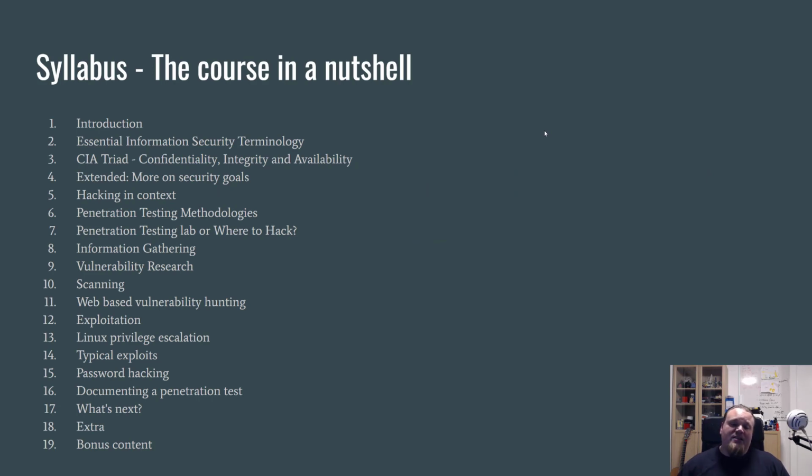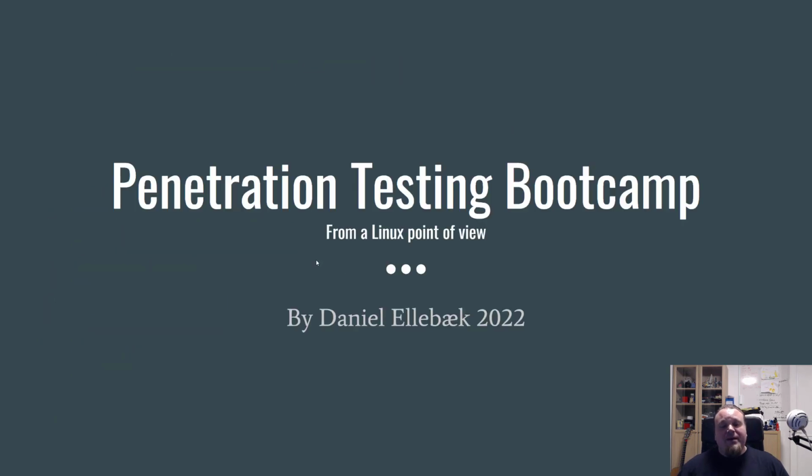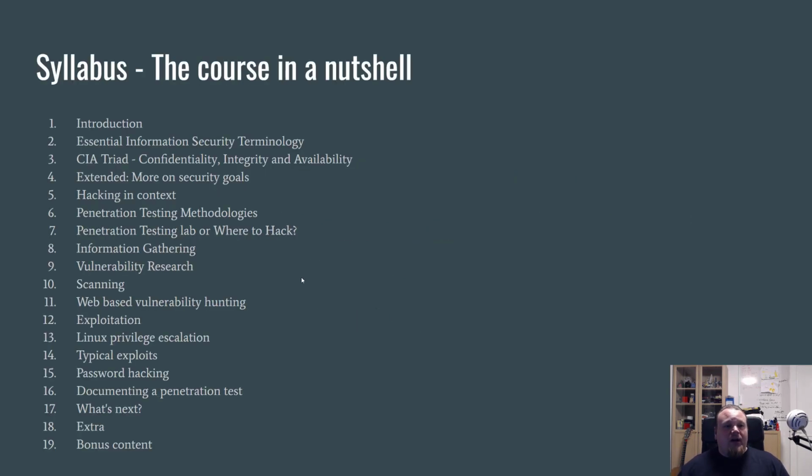I have these 19 steps that the course is going to be about. So let me just show the first page again. This is going to be a pen testing bootcamp from a Linux point of view. So I'm not going to be covering anything Windows-ish. Stuff like Windows privilege escalation is not going to be a part of this pen testing course. Now, I want to keep it to Linux for now.